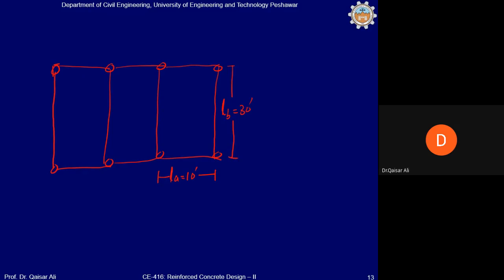So first of all, tell me whether it is a one-way slab system or two-way slab system. One way, sir. One-way slab system. Now, if we take a cross section of this plane, this is basically the beam column plane. So it will look like this.